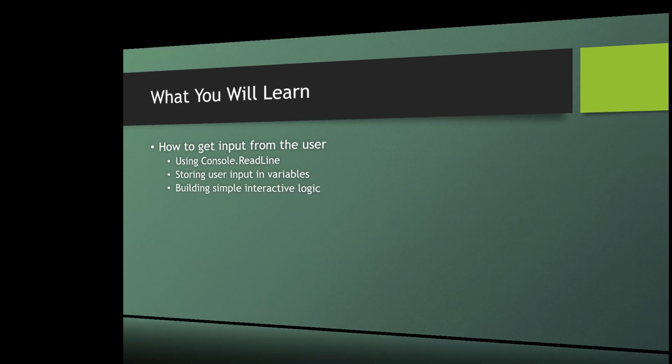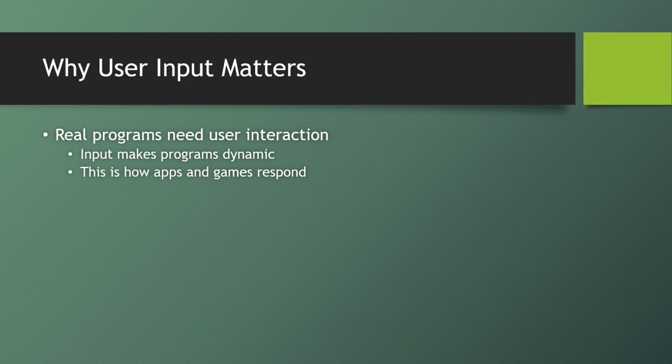Why user input matters. Real programs do not run in isolation. They react to what the user does. Games respond to player actions. Apps respond to clicks and text input. User input is how programs interact with the real world.